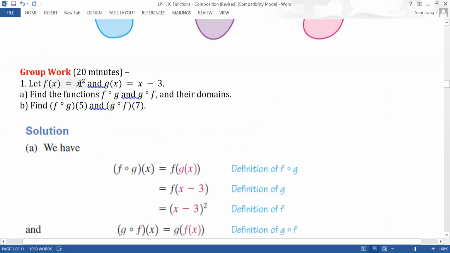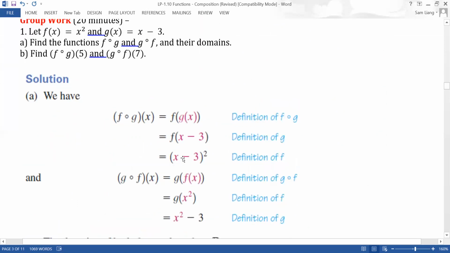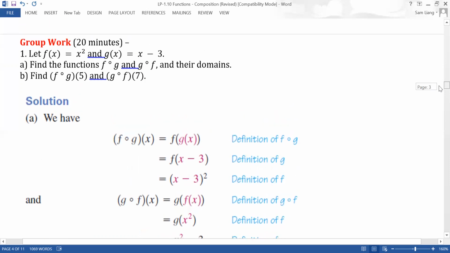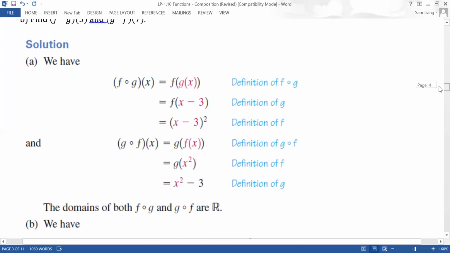Okay, so let f of x equal x squared and g of x equal x minus 3. Find the composition of functions in both orders. Okay, so unlike the do now, this does matter. So here's the final answer for the first part, x minus 3 squared, and then the second part is x squared minus 3. So the order does matter here. And then we're going to find the domains, and then we're going to evaluate at 5 and then 7. All right, here's the solution from the textbook.